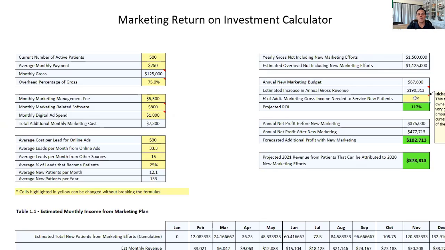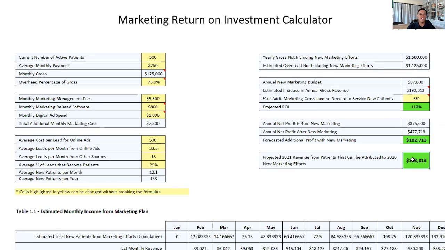And if you can increase that bandwidth so they can handle even more than they currently can, that's when you can really start pumping more energy into this, because your margin will be really good. All right, anyway, in this case the projected ROI is 117%, so you know you're getting a positive ROI. This is your annual net based off these numbers before the marketing. This is what it would be with the marketing. So this is the net profit projected using this ROI calculator. And then this is the profit from those 133 new patients in the next year.